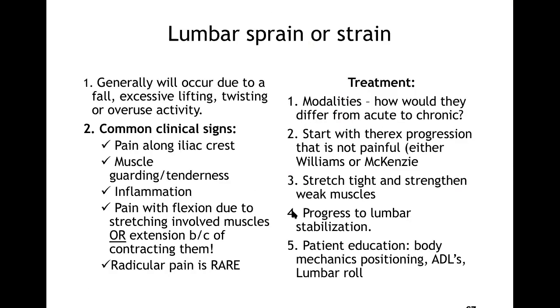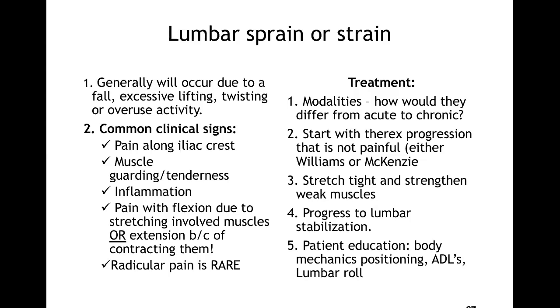So then we move on to lumbar sprain or strain. Generally, it's going to occur due to a fall, excessive lifting or twisting, or any type of overuse activity. Common clinical signs are going to be pain along the iliac crest, muscle guarding or tenderness in the area. Inflammation may be present, pain with flexion due to stretching involved muscles, or extension because of contracting them. Radicular pain is really rare, so pain doesn't radiate down with a lumbar sprain or strain, but it may be present in some patients, but it's very rare.